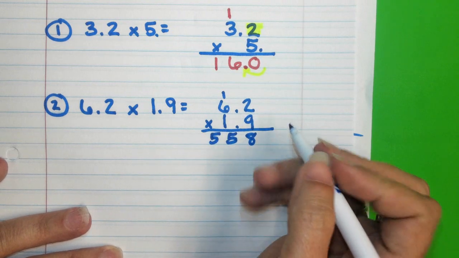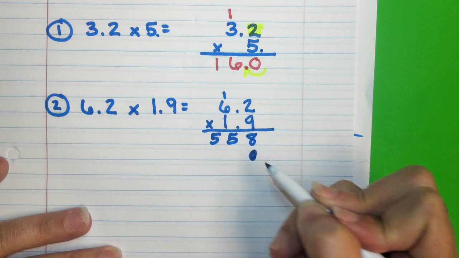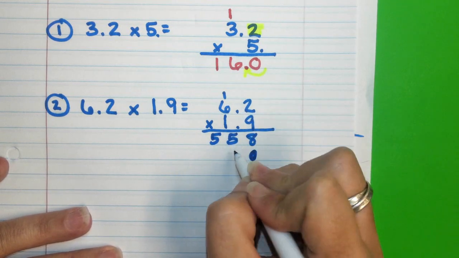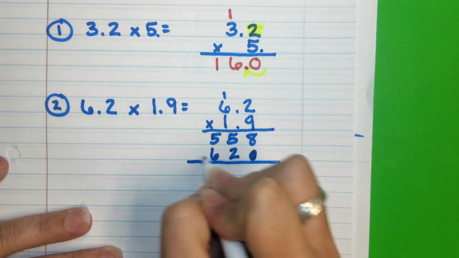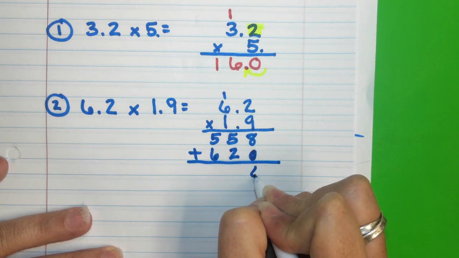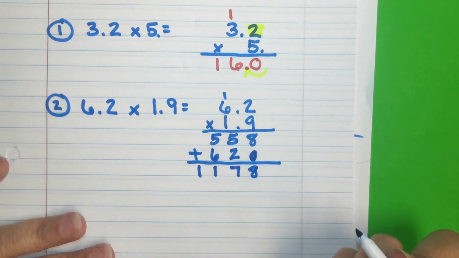Like, a lot of kids have had the wrong answer. Okay, now I'm going to go to the 1, which means I need a placeholder. 1 times 2, 2. 1 times 6, 6. I'm going to add it up. Bring it down. 8, 7, and 11.